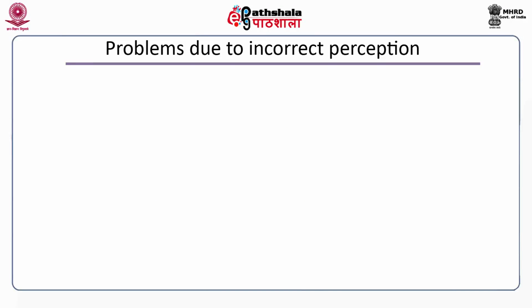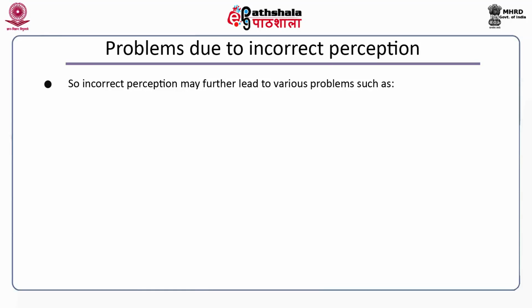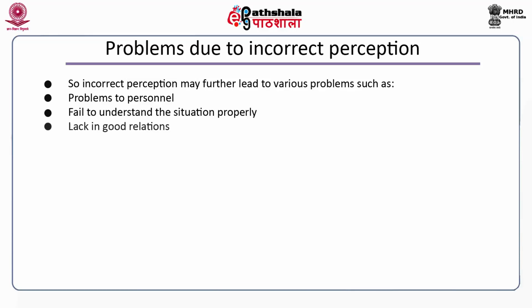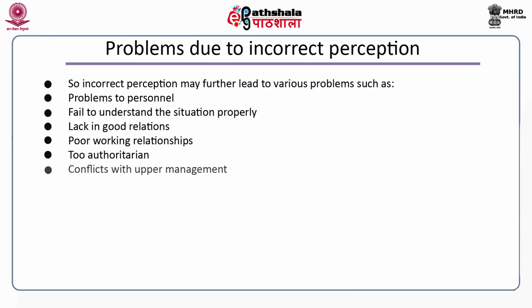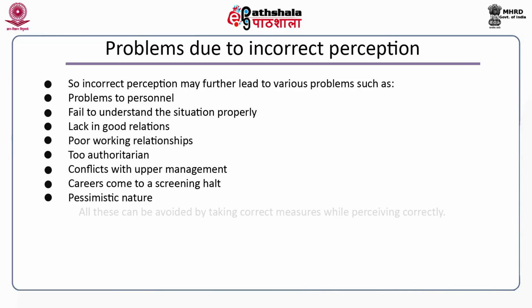Problems that arise due to incorrect perception. Incorrect perception may further lead to various problems such as problems to personnel, failure to understand the situation properly, lack of good relations, poor working relationships, being too authoritarian, conflicts with upper management, careers coming to a screaming halt, pessimistic nature. All these can be avoided by taking some corrective measures while perceiving correctly.